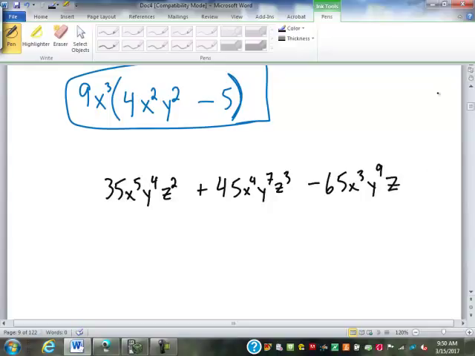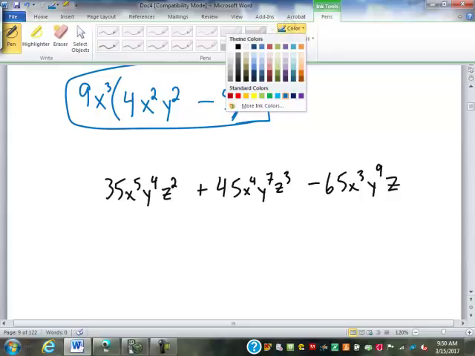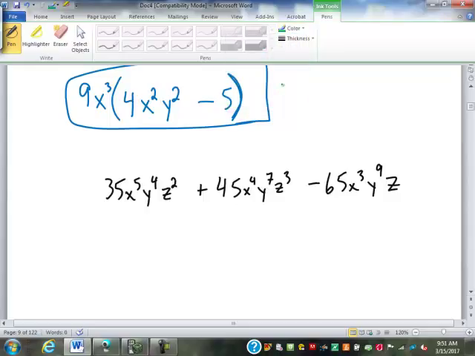So for this one, bless you, we have 35, 45, and 65. What is our greatest common factor going to be for those numbers? Careful, 15 doesn't go into the 35. 5 is going to be it.